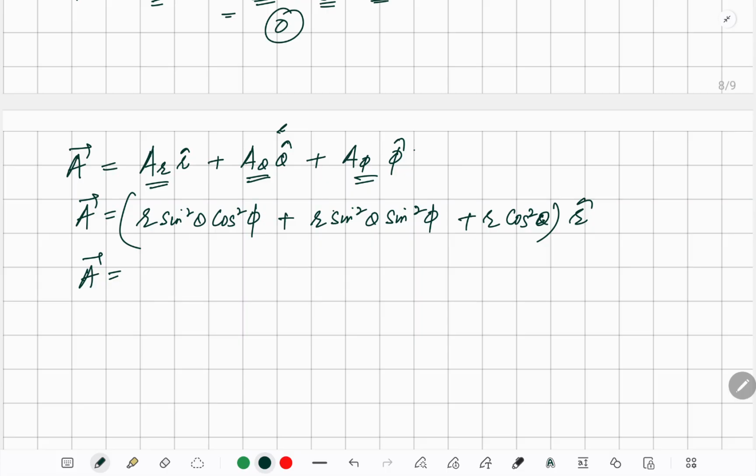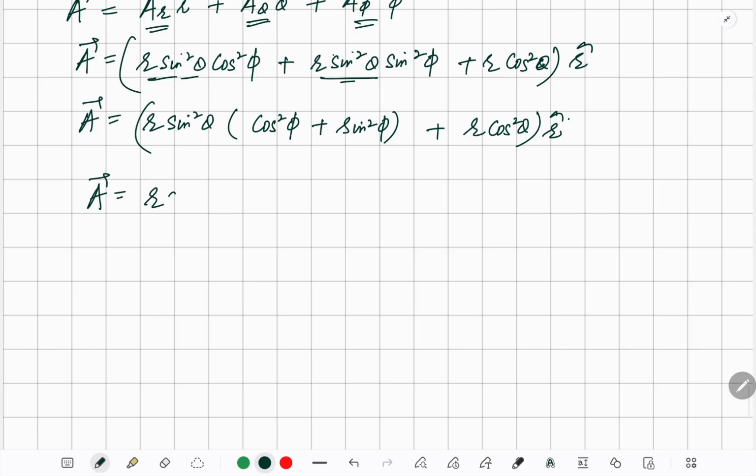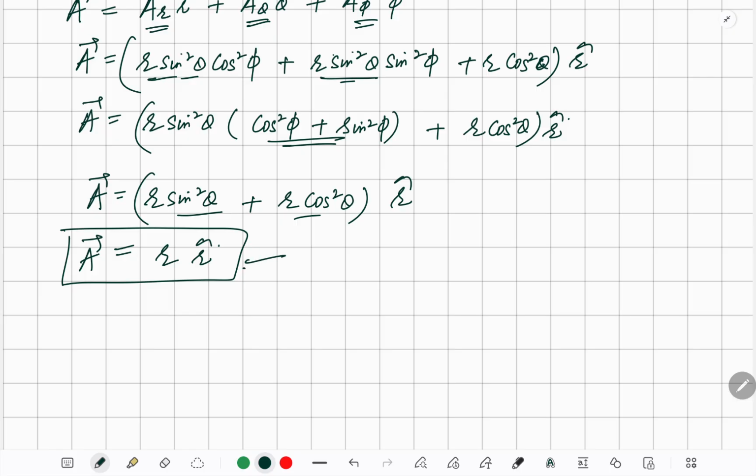So a vector is given by now. We can do one thing. We can take r sine square theta common here. R sine square theta, there will be cos square phi plus sine square phi, plus r cos square theta, and this is r cap. So a vector is given by r sine square theta, this is 1, plus r cos square theta, r cap. So a vector is given by this thing, okay, in spherical polar coordinate system. So how simple is that?